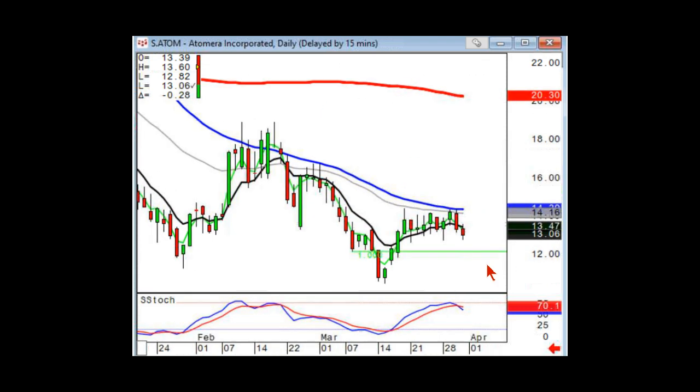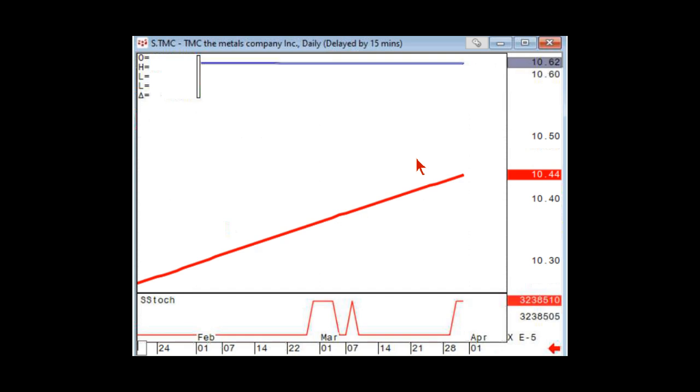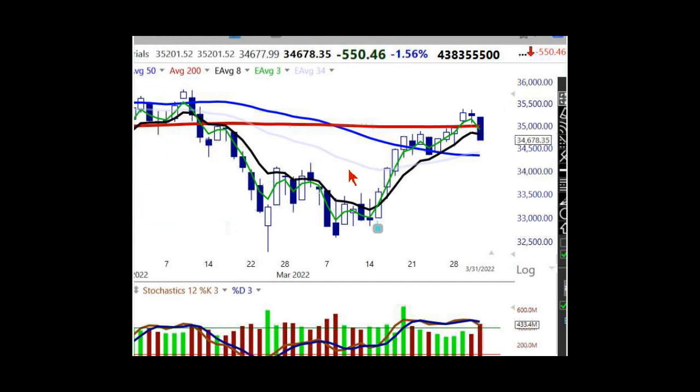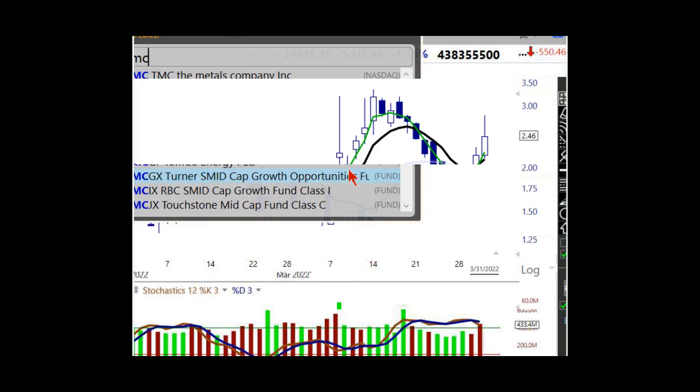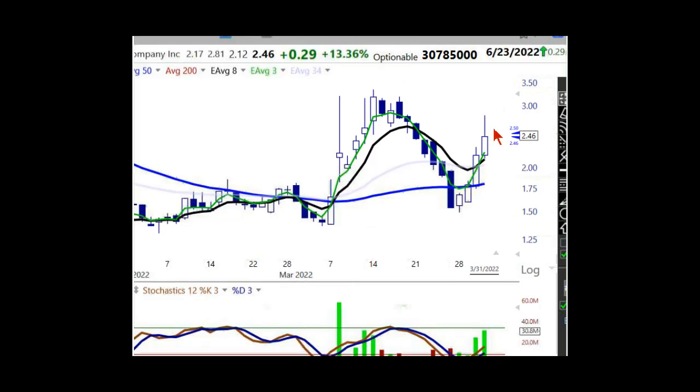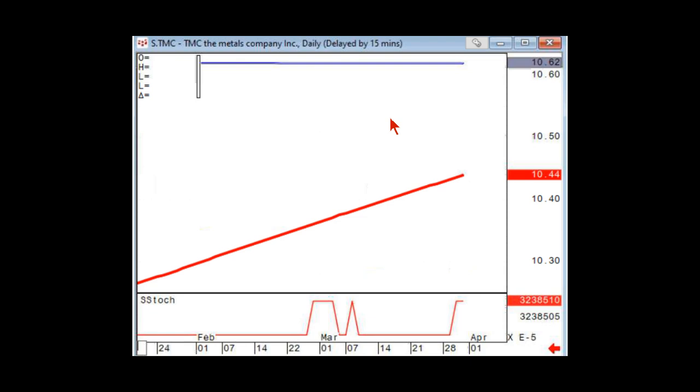Atom, another one you can go short because of the failure at the 50. TMC, for some reason, doesn't come up over here. Let me see if I can do this real quick. TMC was acting strong today. Yeah, I had that on my list as one of the mining stocks that was acting well.